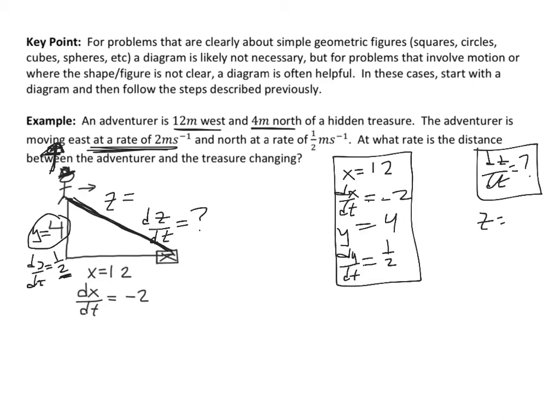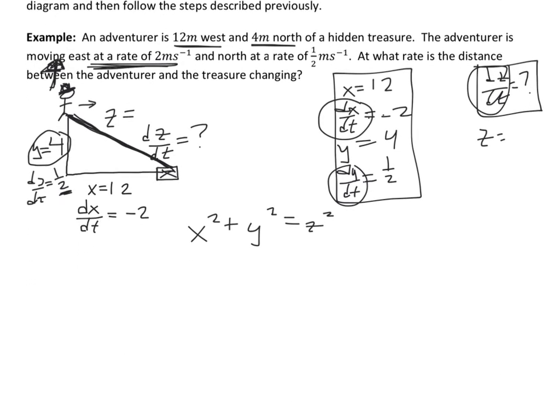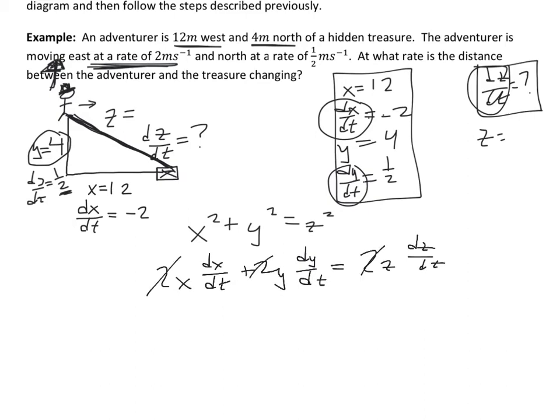Maybe I'm going to look at the rates that I'm looking at here. Do I know of an equation that relates those quantities, the x and the y and the z? I sure do. We have the Pythagorean theorem. x squared plus y squared equals z squared. Taking the derivative with respect to t, I'm going to get 2x dx/dt plus 2y dy/dt equals 2z dz/dt. Okay, the 2's are all going to, I can divide those out, and so yay.